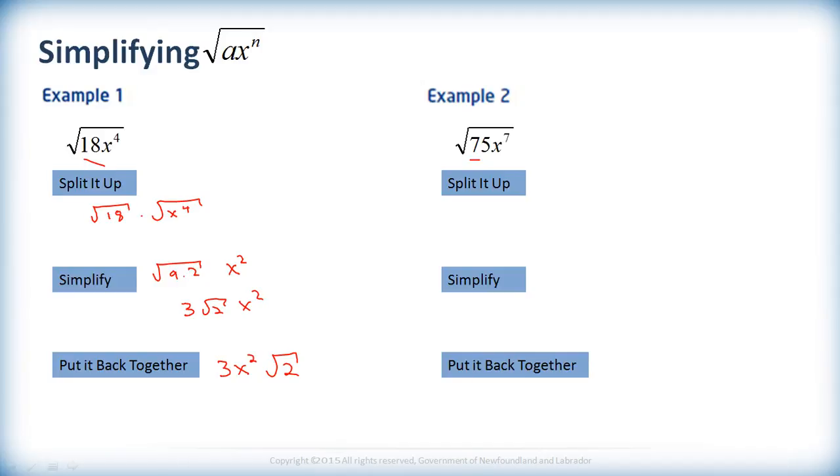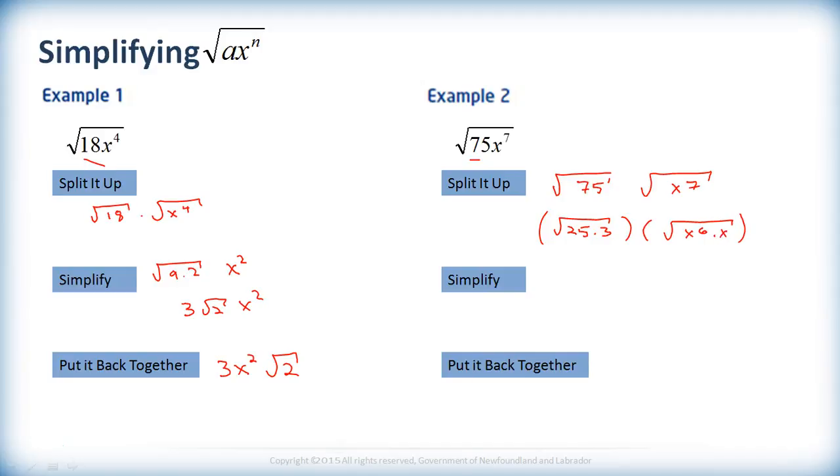Same kind of thing. So we split this up as root 75, which we should know how to simplify, and root x to the power 7, which we just saw how to simplify. So 75, that's the square root of 25 times 3, because 25 is a nice perfect square for us. And root x to the power 7, well, x to the power 7 should be square root of x to the power 6 times x.